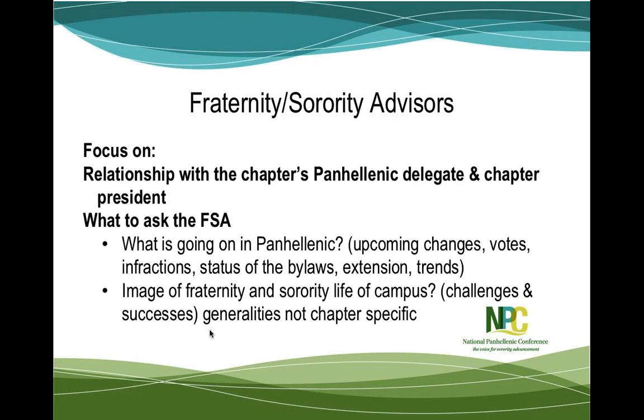All right, other chapter members who might be represented on the council, asking them, again, what's going on in Panhellenic? Have there been any changes lately or any votes, any infractions that have been filed against Kappa? Does this person feel comfortable in her role? Maybe she's serving on a committee within the council. Is she comfortable with the responsibilities that have been given to her?